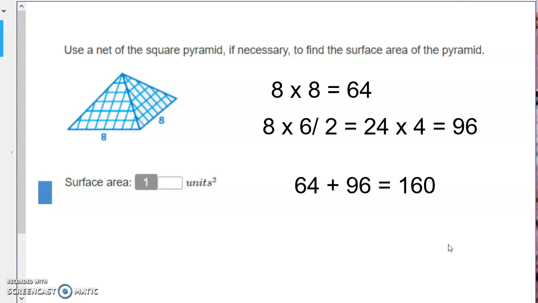Alright, first question says, use a net of a square pyramid if necessary to find the surface area of the pyramid. So what you need to do first is find the area of the bottom. The bottom is a square, so I would do 8 times 8, which is 64.